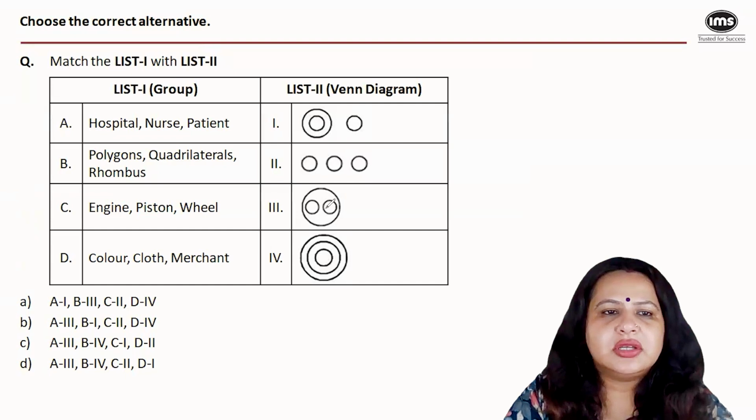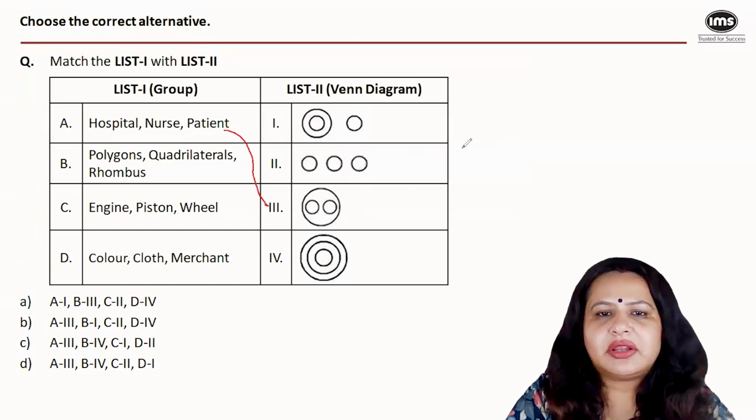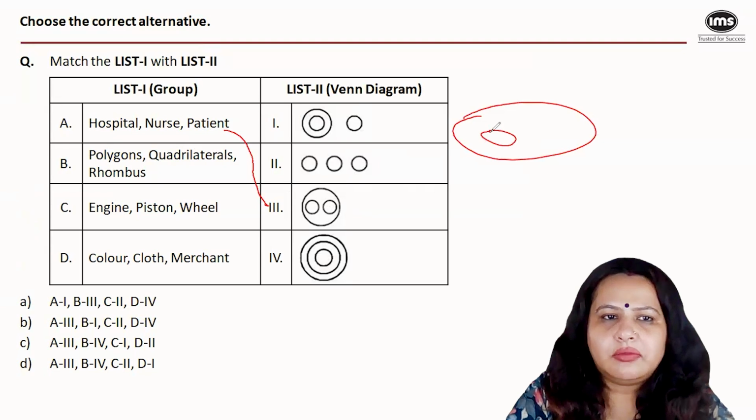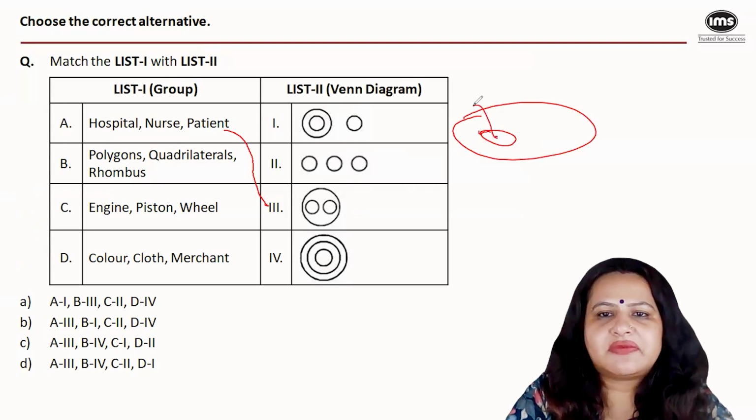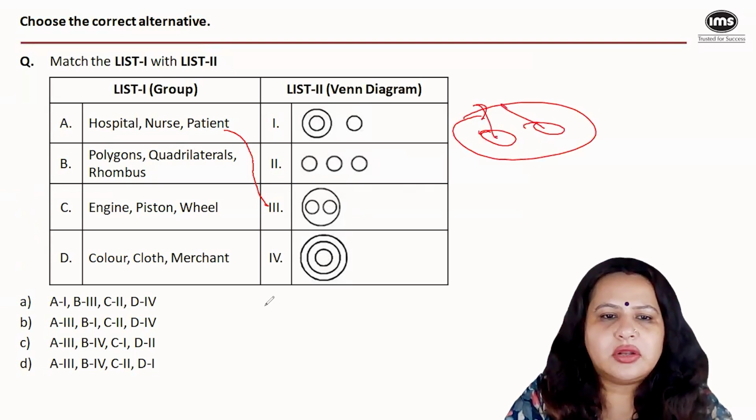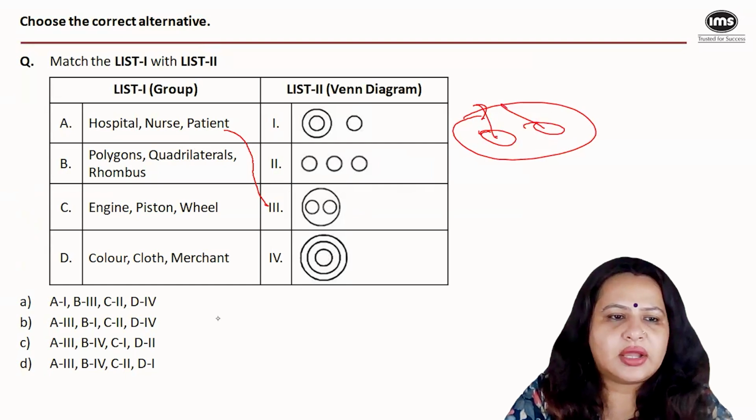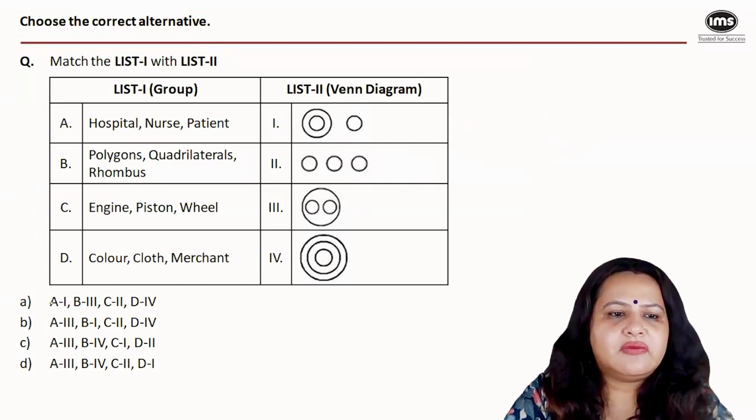Hospital, nurse, and patient. So C will depict the correct relationship. You find the patients in the hospital. All patients are found in hospital. All nurses are found in hospital. So we start with that. So A is 3 for sure.